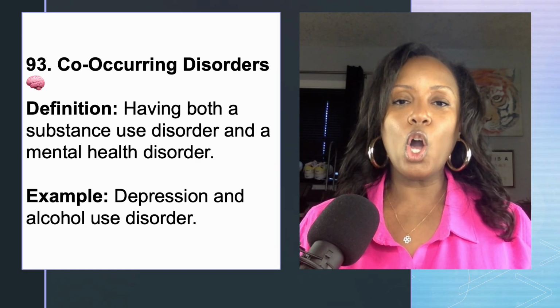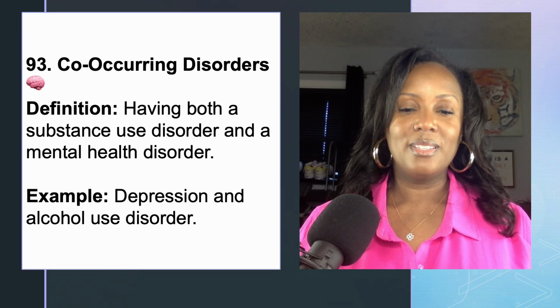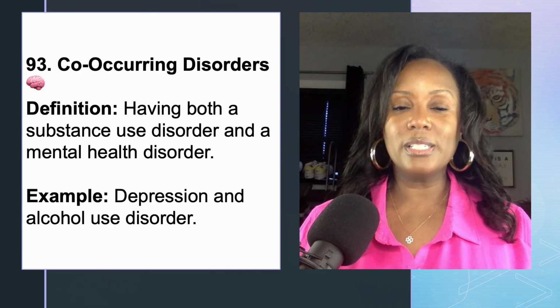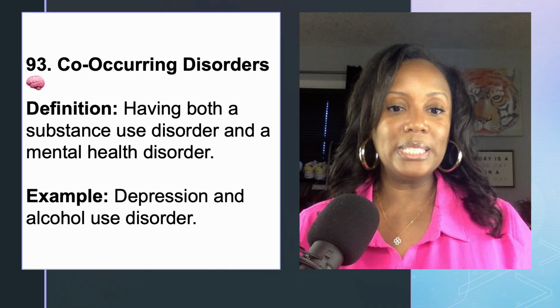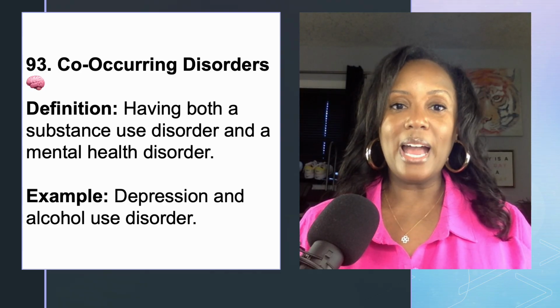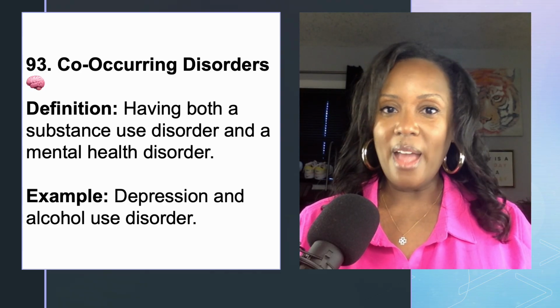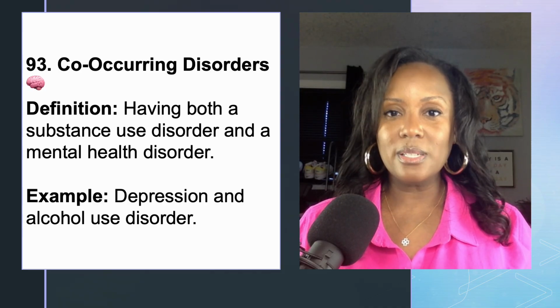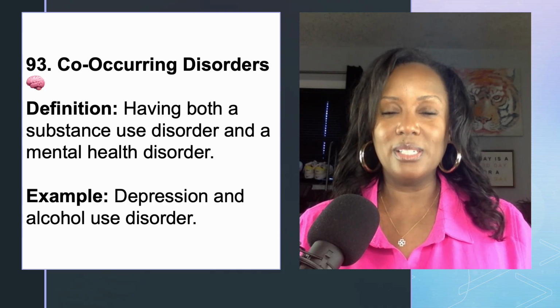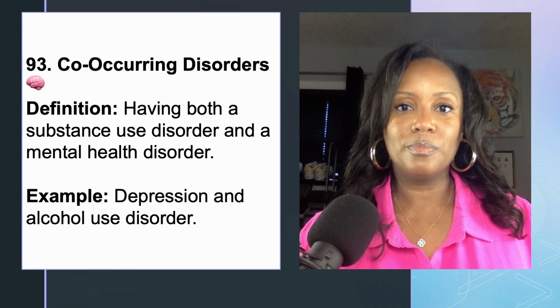Term 93 is co-occurring disorders. This is when someone has both a substance use diagnosis and a mental health diagnosis. An example would be a client with depression and alcohol use disorder. They have to be treated simultaneously because the client is experiencing the symptoms of these diagnoses at the same time.